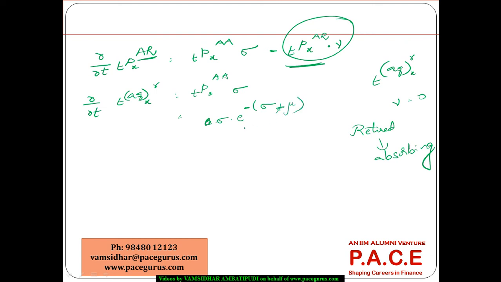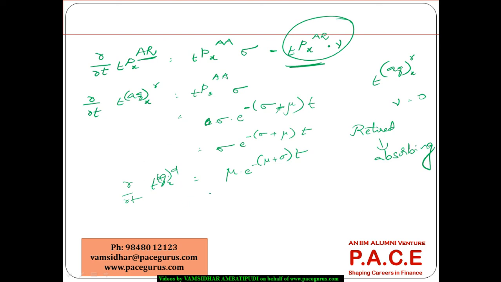So I can write it as e to the power of minus (sigma plus mu) times t. So this entire thing comes out as aqx of R, if I want, as sigma times e to the power of minus (sigma plus mu) times t. And the same kind of solution I can get with respect to aqx of D also. Similarly for the derivative of tAqxD with respect to t, I am getting a similar form, mu times e to the power of minus (mu plus sigma) times t.